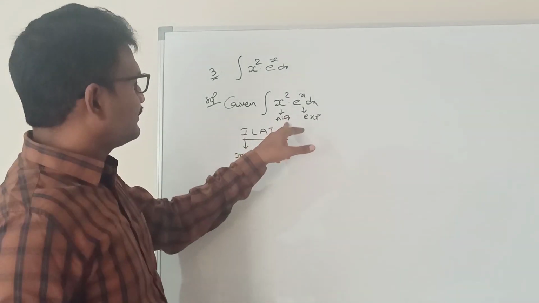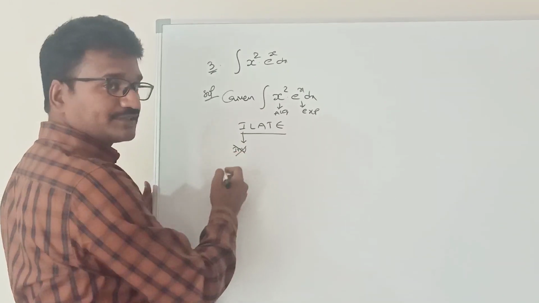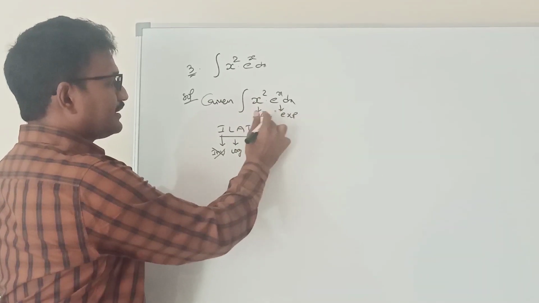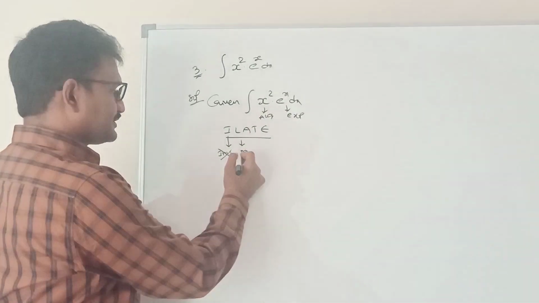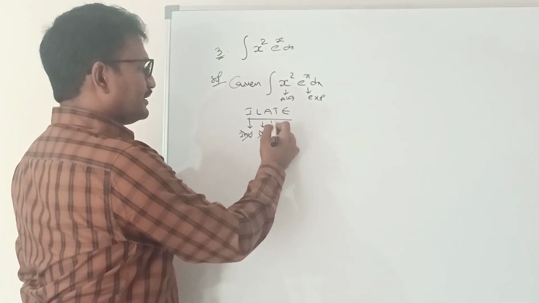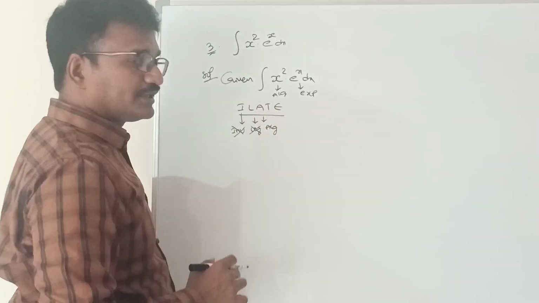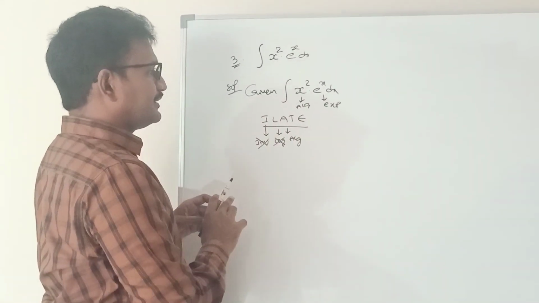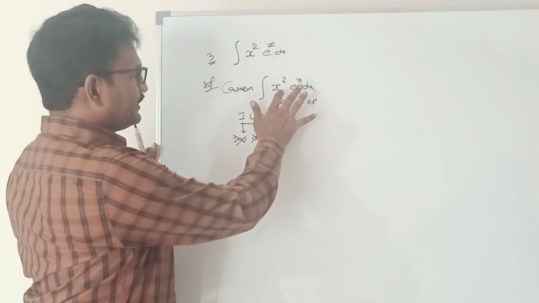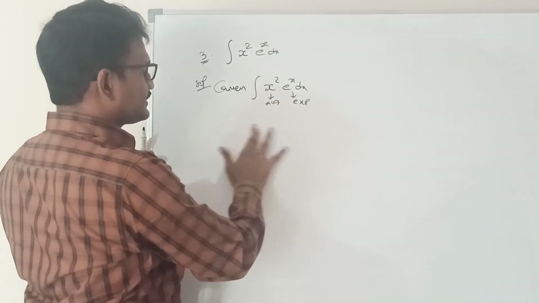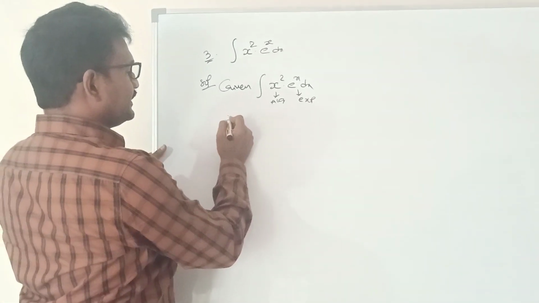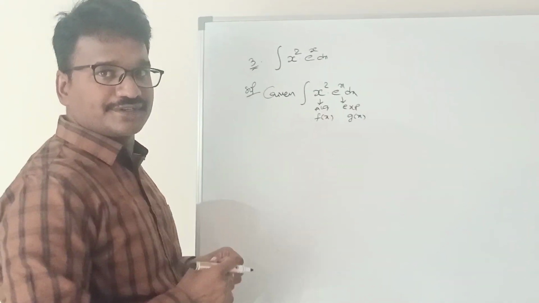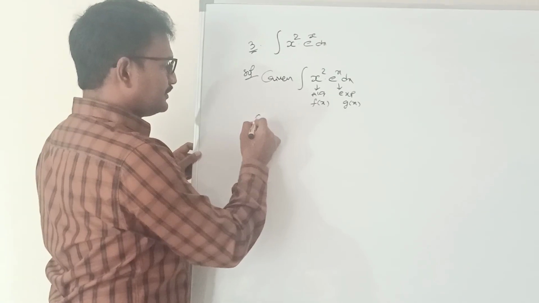So in the given two functions, one is algebraic, second one is exponential. So there is no inverse function. Next, come to logarithmic. Check whether logarithmic is there or not in these two functions. There is no logarithmic function, so cancel this. Next, come to algebraic, the third one. Among these two functions, an algebraic function is there. So therefore, x square is f of x, and e power x is g of x. So selection of f of x and g of x is over. Now write the formula.